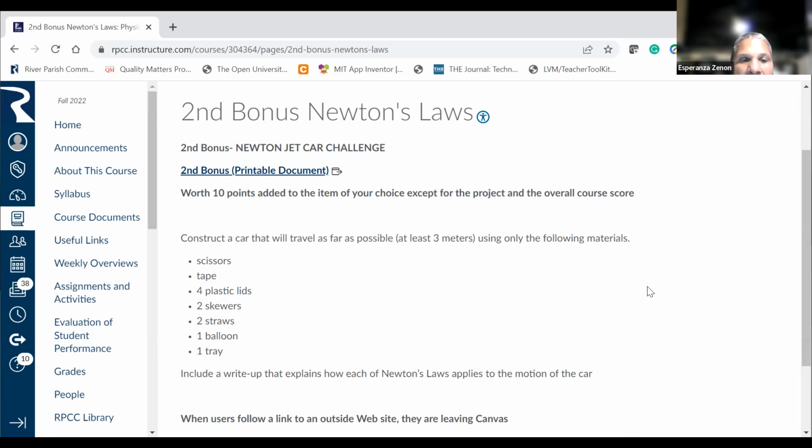And the listing of materials includes scissors, which are for cutting, and then the other various items are for building the actual car. So tape, 4 plastic lids, those are like drink cup lids, or I've even seen some folks use soda bottle tops for the wheels. It just depends. If you're not sure about any of the materials, you can always reach out to me to find out if what you're thinking about is acceptable.